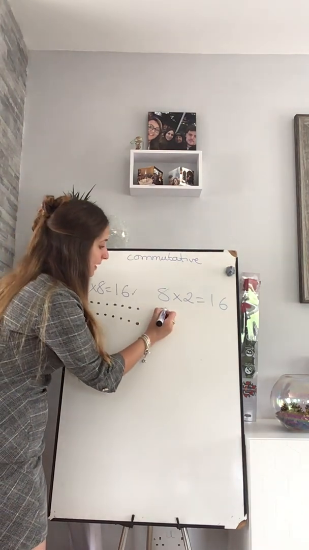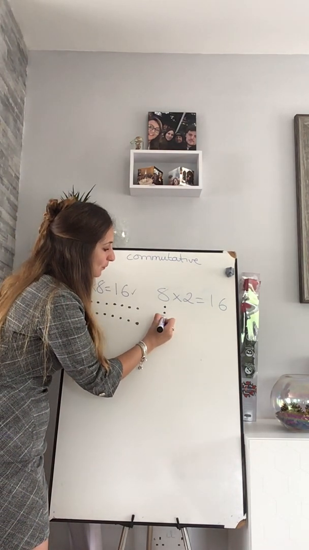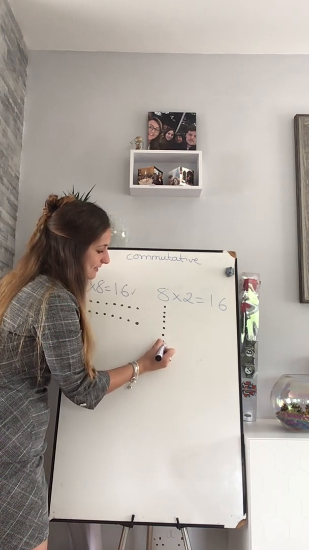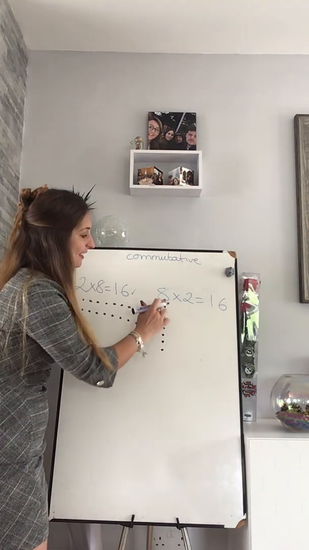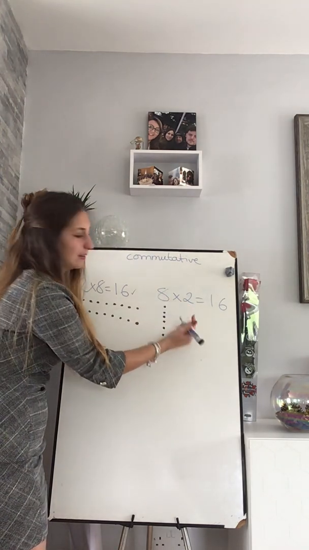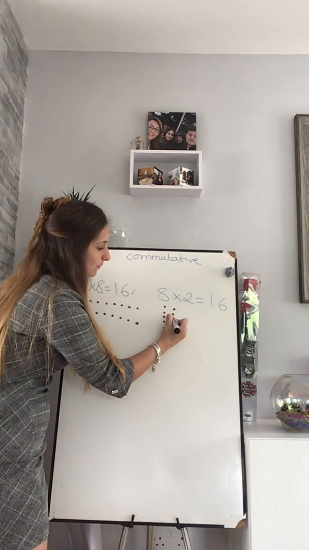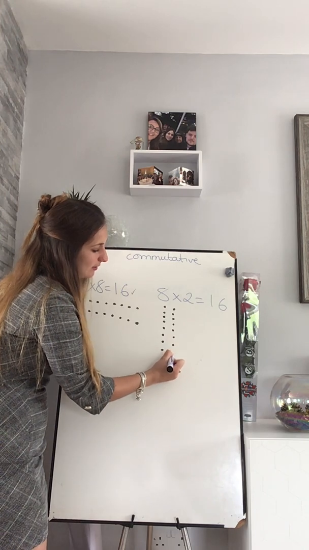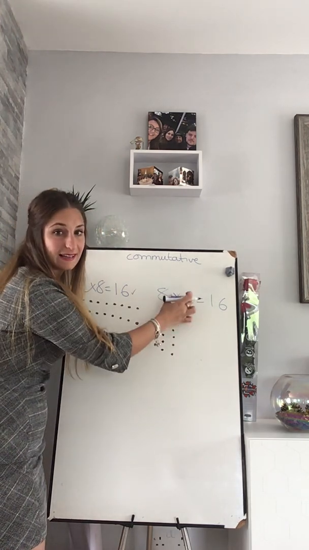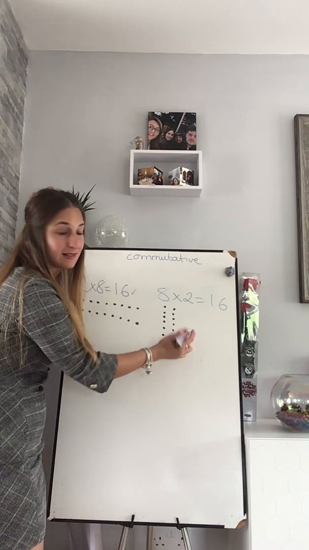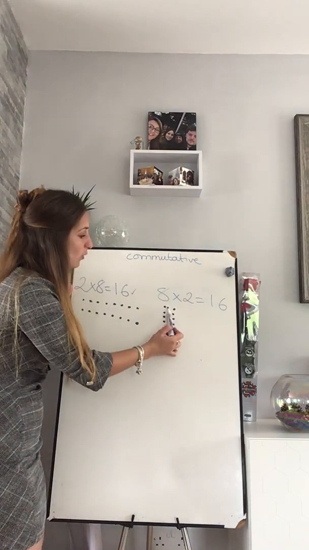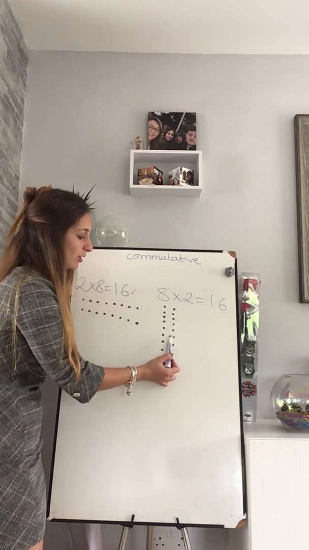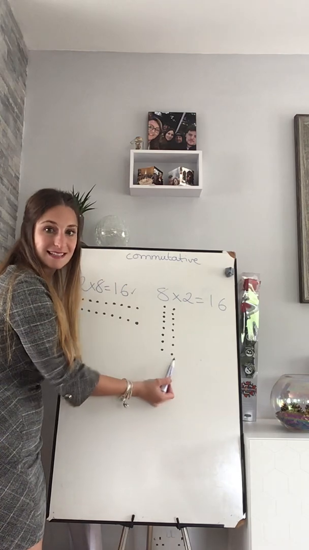Let me do 8: 1, 2, 3, 4, 5, 6, 7, and 8. And then 8, I need it 2 times, so I need another one. 3, 4, 5, 6, 7, and 8. So I have one lot of 8 and another lot of 8, 2 eights. Let's see if it equals 16. 1, 2, 3, up to 16.